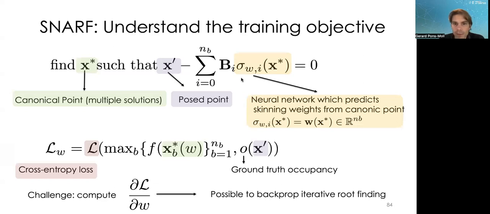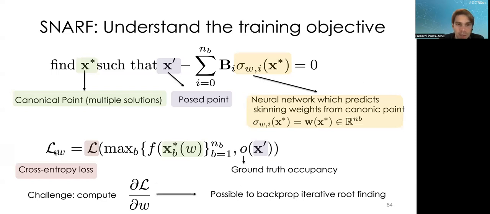All right, so first of all, we have to understand this equation well. This is nothing else than skinning, but now the skinning weights are parameterized with a neural network. And the main difference with backward skinning is that now the skinning weights are predicted in the canonic space, not in the posed space, which will be useful for generalization.